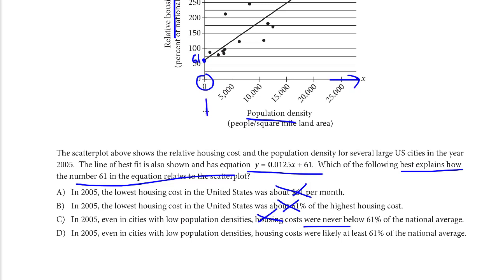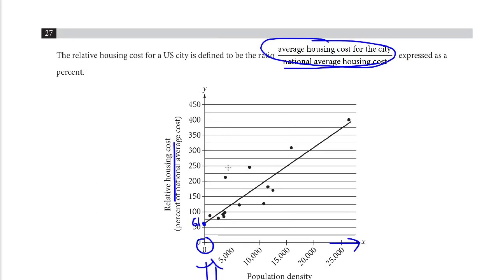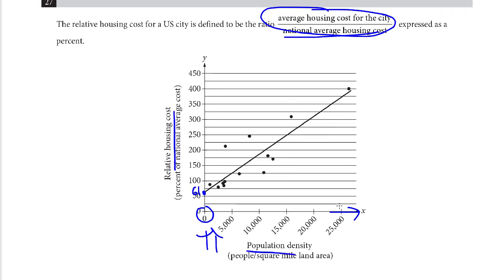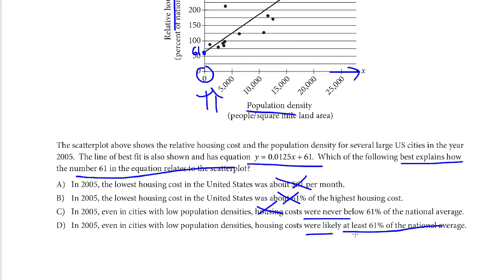D: in 2005, even in cities with low population densities, which, of course, as we get to 0 population density, we're pretty low, right? Housing costs were likely at least 61% of the national average. So likely is more appropriate. That was the relative housing cost, or the average housing cost for the city, which is the numerator. So that is more appropriately defined as likely and at least 61% of the national average. So that seems to be correct. It looks like D is the best representation of 61 in the equation.